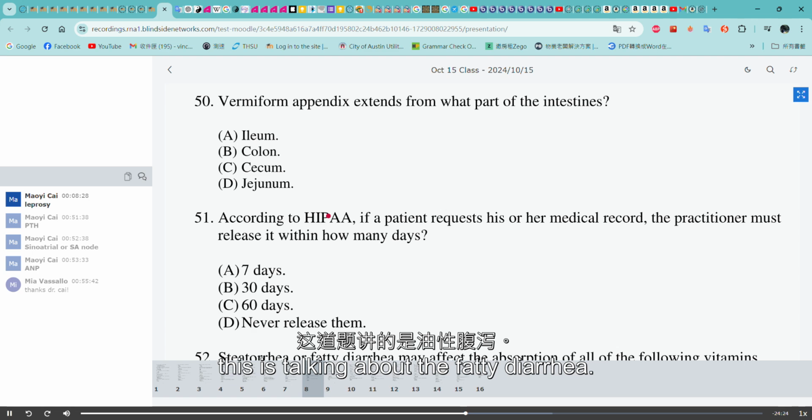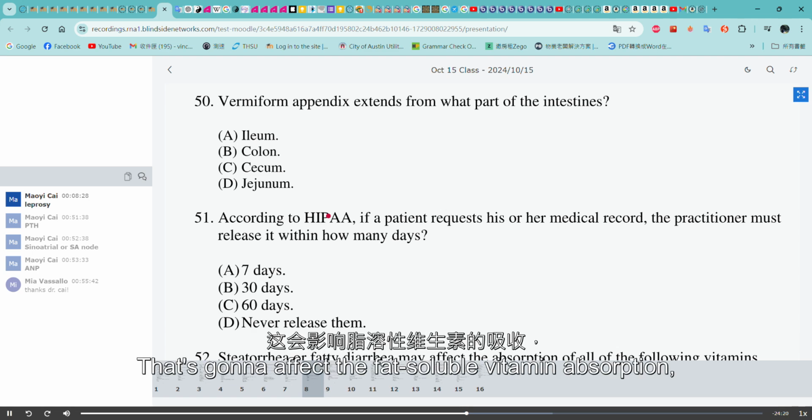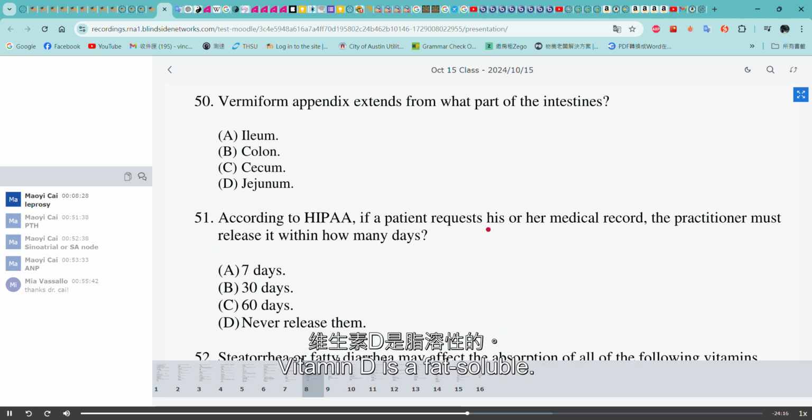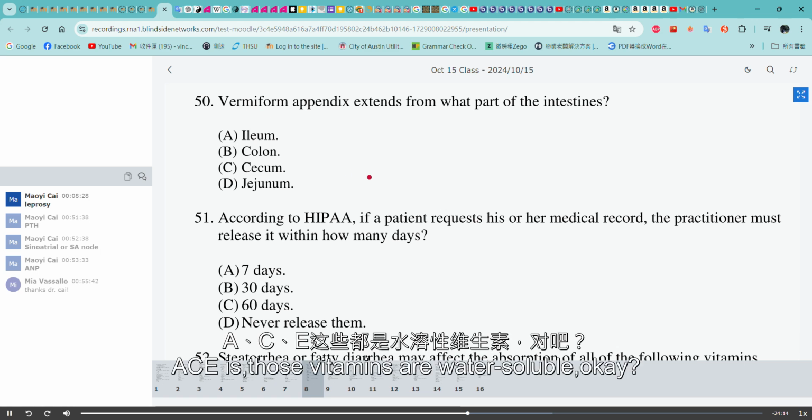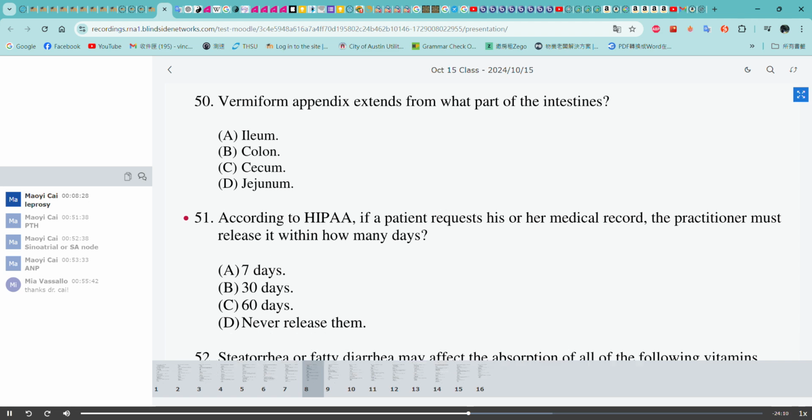And 52. Yeah, this is talking about fatty diarrhea. Your body loses fat. That's going to affect the fat-soluble vitamin absorption, which is what? Vitamin D. Vitamin D is fat-soluble.